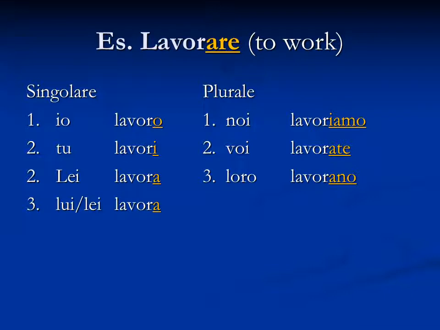Here's an example with the verb lavorare, to work. I would say io lavoro, tu lavori, lui or lei lavora, noi lavoriamo, voi lavorate, and loro lavorano. So without the subject pronouns, it would be lavoro, lavori, lavora, lavoriamo, lavorate, and lavorano.